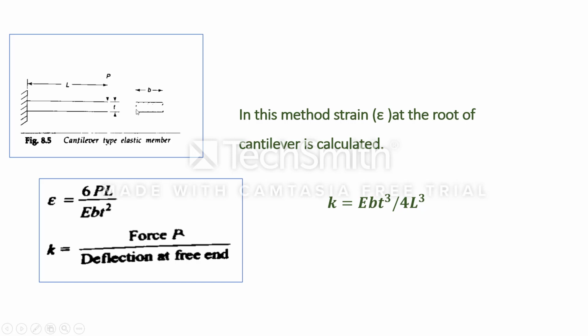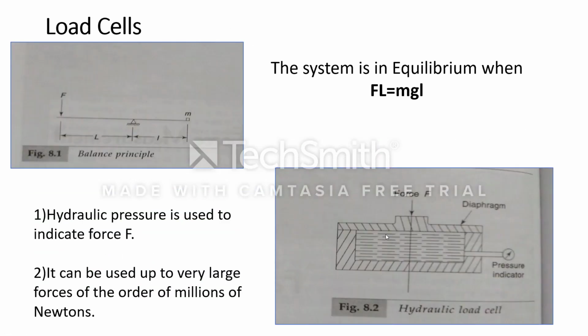In this method, the strain at the root of the cantilever is calculated. These are the formulas to calculate the strain, that is 6 into force into length of the bar divided by Young's modulus B t square, and the stiffness is the force upon deflection at the free end, and the formula is K is equal to E into B t cube divided by 4 L cube. So these are some members which are used to calculate the force.